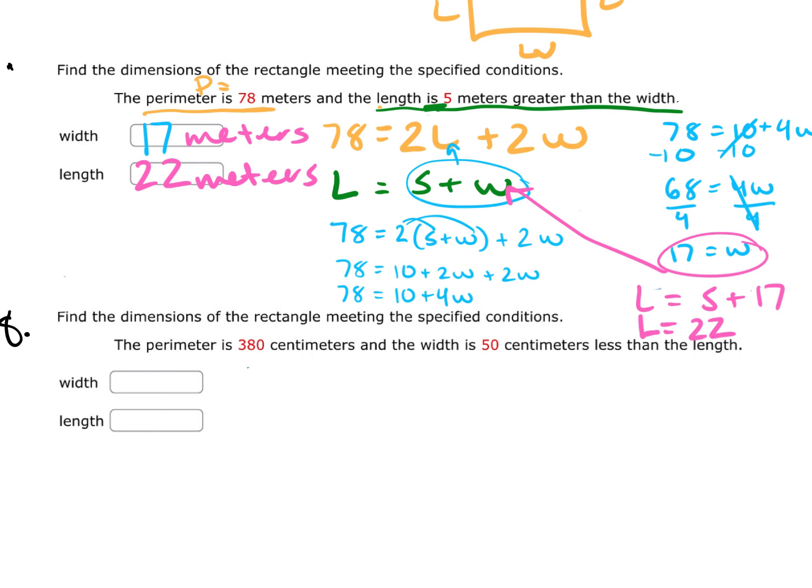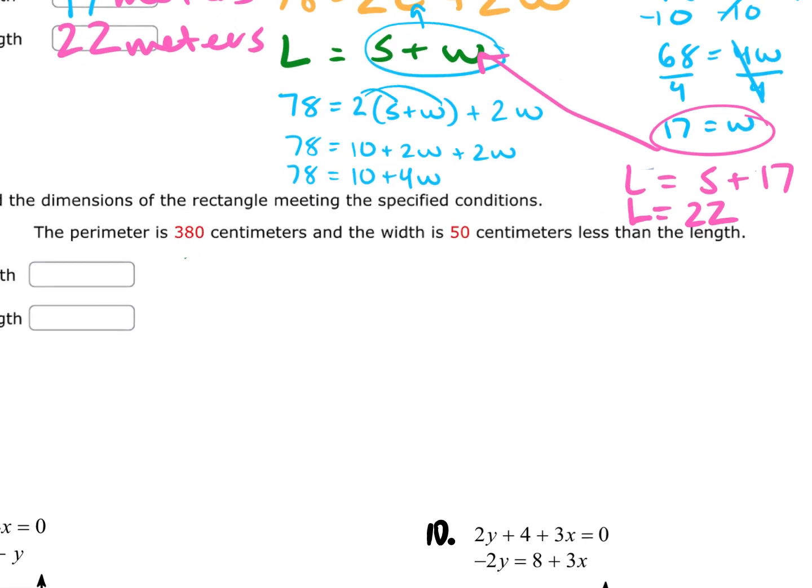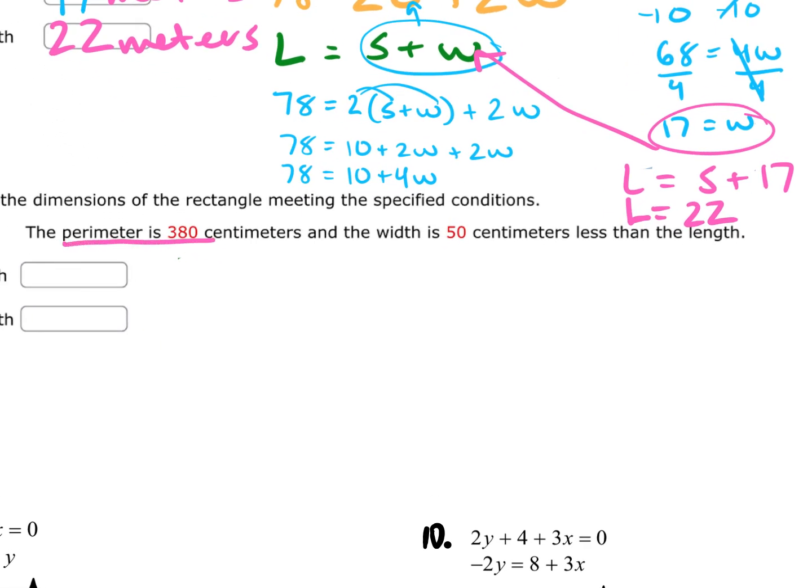All right, 8 is super similar. Let's do the same thing. So you want to find the dimension. Find the dimension of the rectangle meeting the specified conditions. The perimeter is 380 centimeters and the width is 50 centimeters less than the length. So what is our equation for perimeter? 2 opposite ends. So our perimeter is equal to 2L plus 2W.